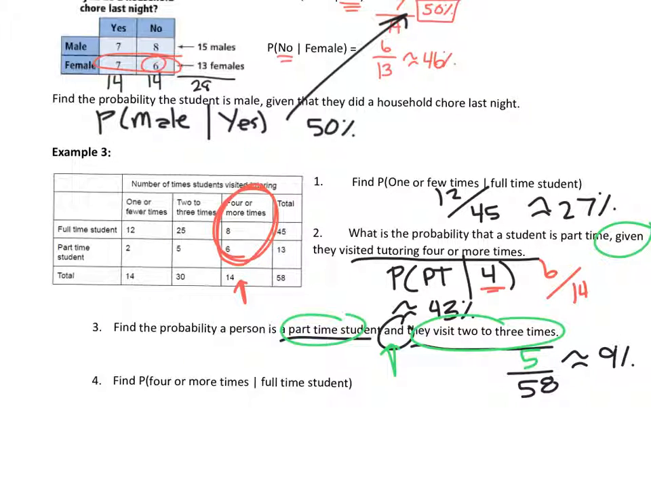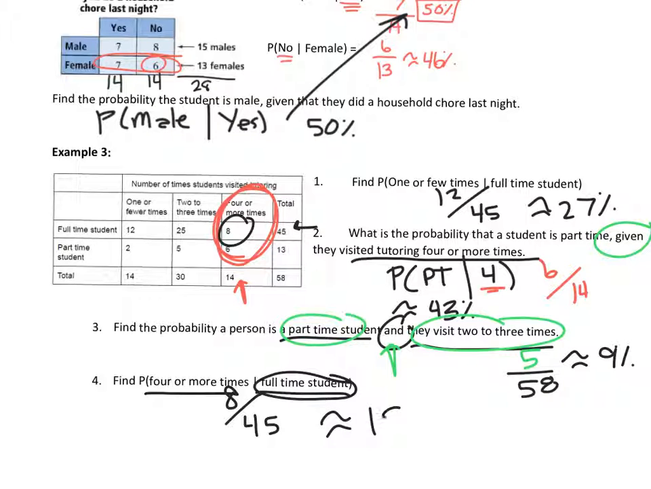And then number 4, find the probability they visit 4 or more times given they're a full-time student. Full-time student is going to be your denominator, which is 45. Of those, how many go 4 or more times? 8. So it's 8 out of 45, which is about 18%.